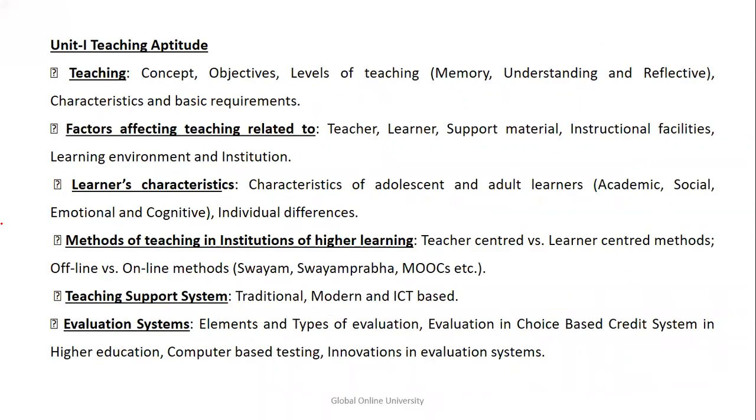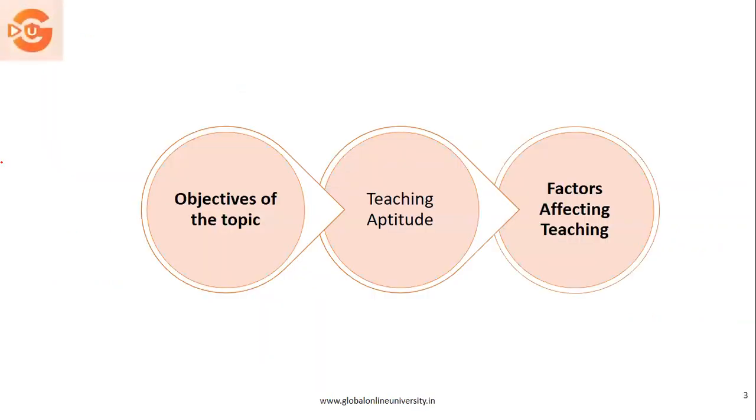Now, let's understand what our topic is. We have completed teaching, that is your subtopic of teaching, in lecture 1. Today we'll be focusing on factors affecting teaching related to teacher, learner, support material, instruction facilities, learning environment, and institution. So let's have a look. The objectives of the topic are related to unit teaching aptitude and factors affecting teaching.